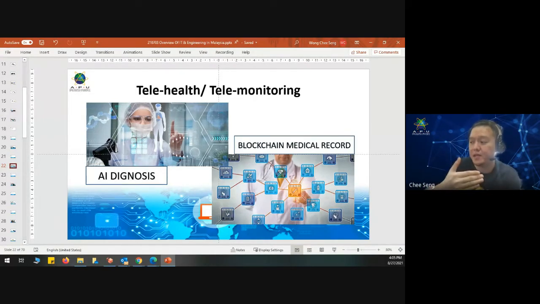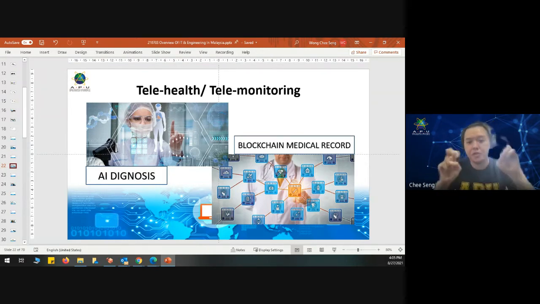That is AI diagnosis. But in order to build this system, you need a lot of data. You need an AI that can continuously harvest data to get a more accurate diagnosis. Okay. Another thing is blockchain medical.